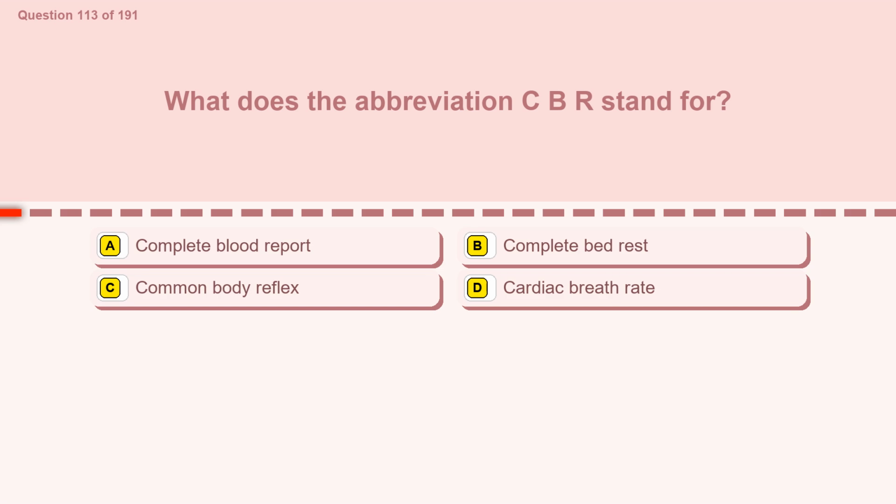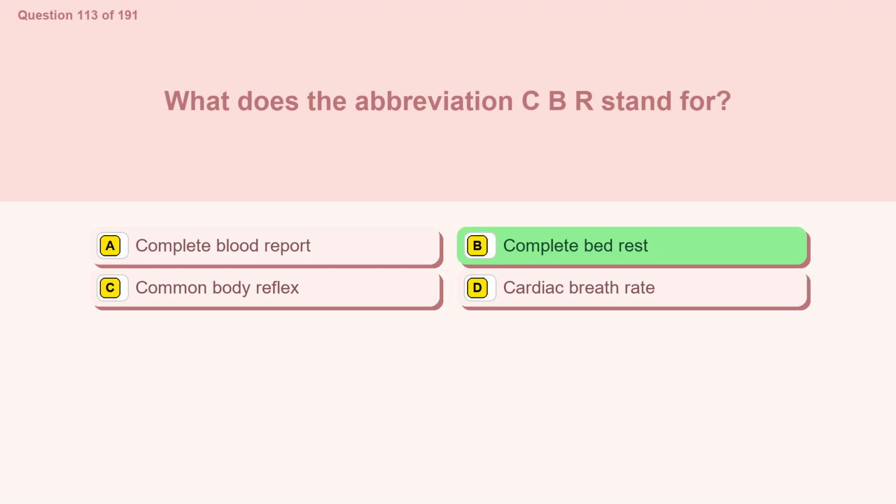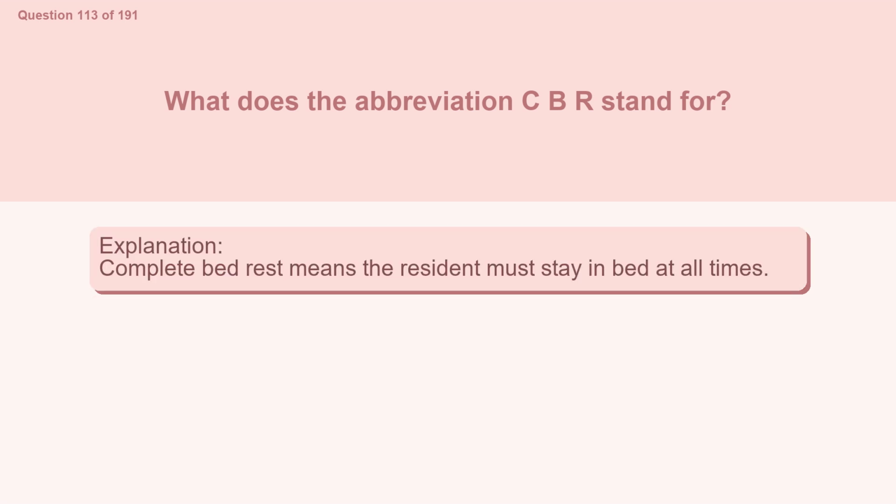Question 113. What does the abbreviation CBR stand for? Option A, a complete blood report. Option B, a complete bed rest. Option C, common body reflex. Option D, cardiac breath rate. The correct answer is option B, complete bed rest. Complete bed rest means the resident must stay in bed at all times.